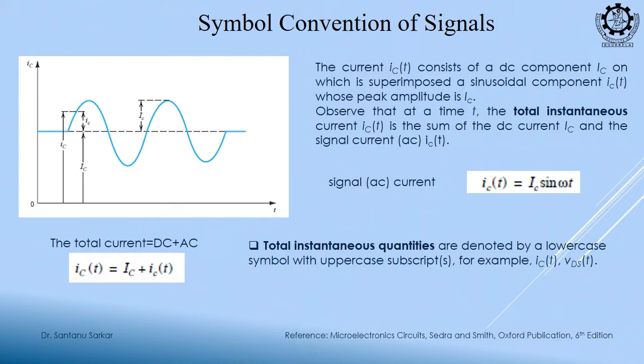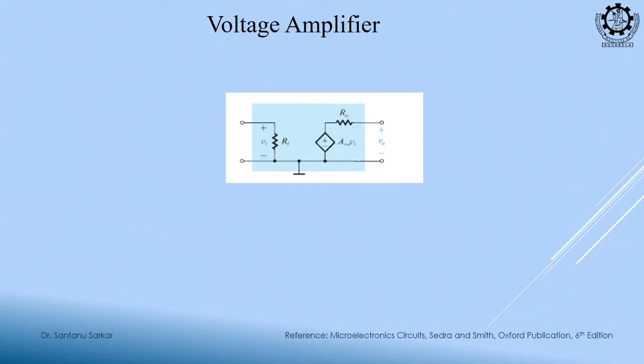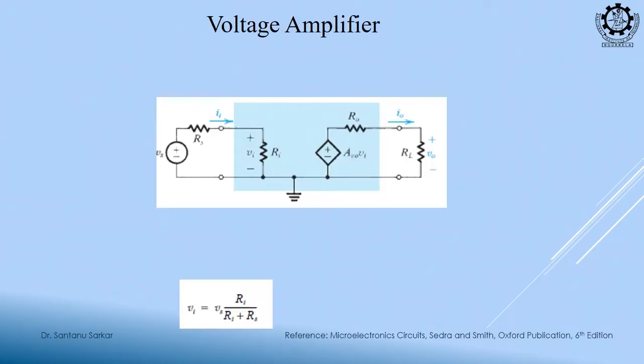Symbol convention for instantaneous current, total current and AC current, right. So, if we want to represent any AC or DC component or total component, we should use these notations, right. So, we were up to this.